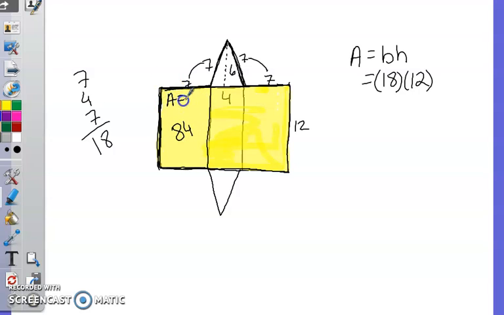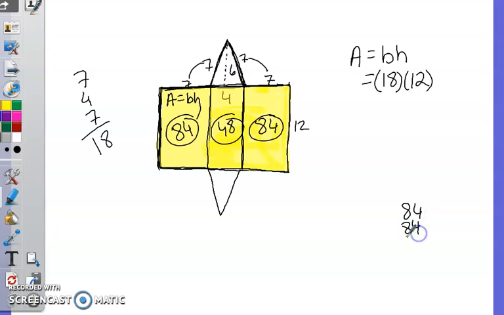Why is it 12 times 7? Because this is a rectangle, A equals BH. This one is the same. The middle one is 4 by 12. So 12 times 4, 48. Okay, so I'm going to add 84, 84, and 48 because I did each individual rectangle. And again, if you're paying attention, I'm just showing you two different ways to solve the same problem. Okay, 8 plus 4 is 12, 12 plus 4 is 16, carry the 1. 4 plus 8 is 12, 12 plus 8 is 20, plus 1 is 21.